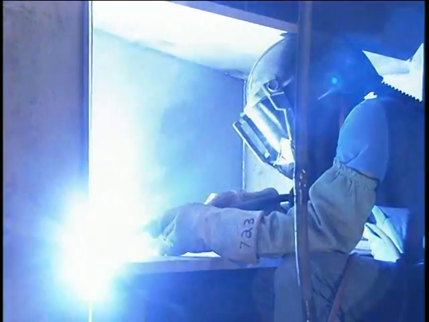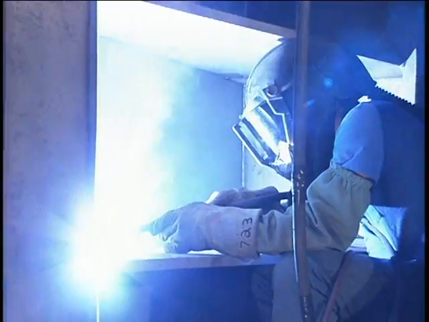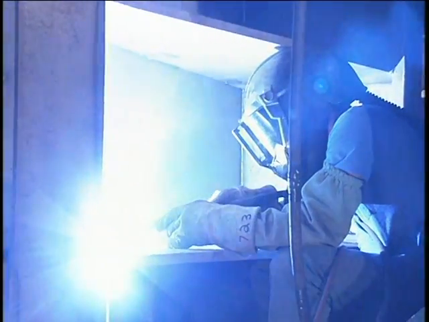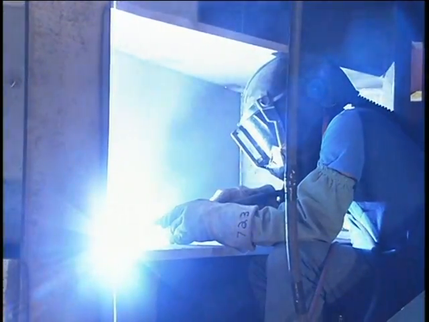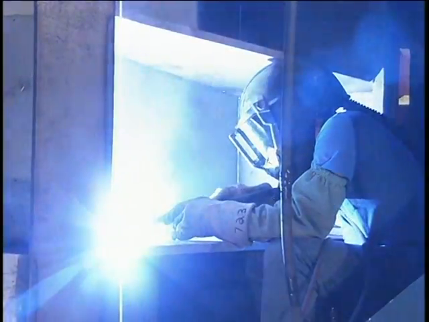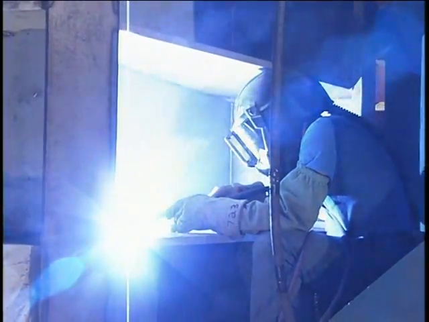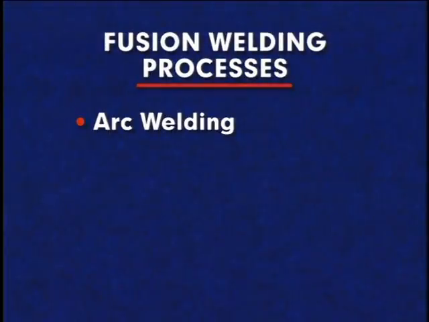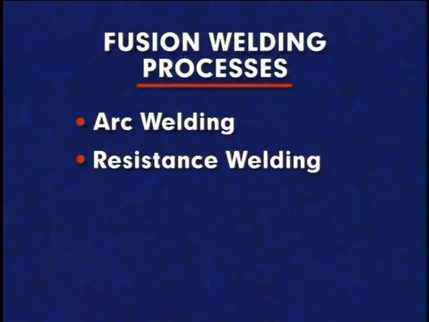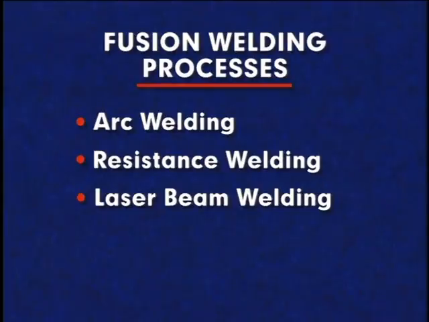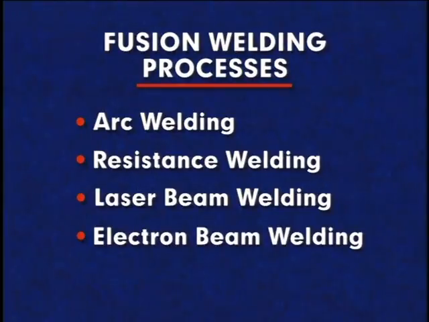In fusion welding, metal coalescence is created by melting a base metal and filler metal together, or by melting the base metal alone. The principal fusion welding processes are arc welding, resistance welding, laser beam welding, and electron beam welding.